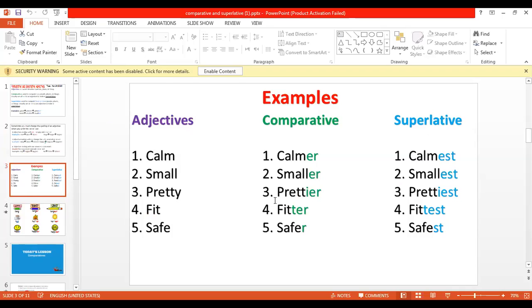Cross it out and replace it with an I. Pretty, prettier, prettiest. Fat, we have a consonant and one vowel before it, so I will double the last letter. Fatter, fattest. Safe, safer, safest. I only added the R and the ST because we already have an E at the end.